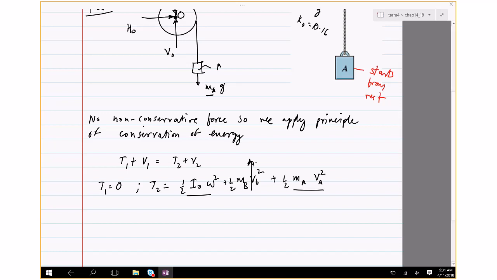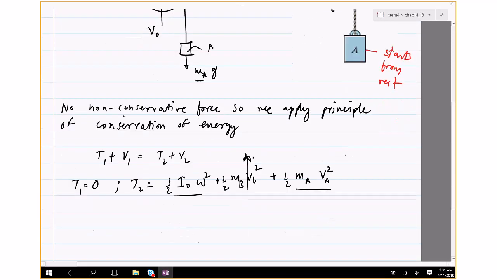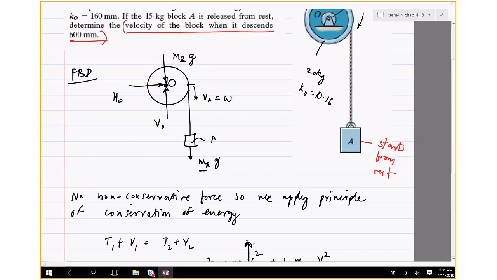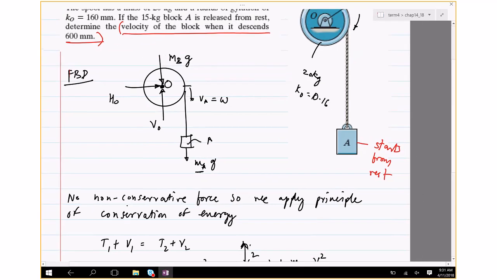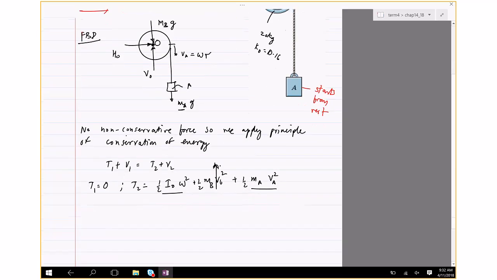We can simplify something. We can find a relation between VA and omega. Since the velocity is that, we can write VA equals omega times the radius. So let's call this R times R. So that is half IO omega square plus half MA omega R square, which is half IO plus MA R square times omega square.